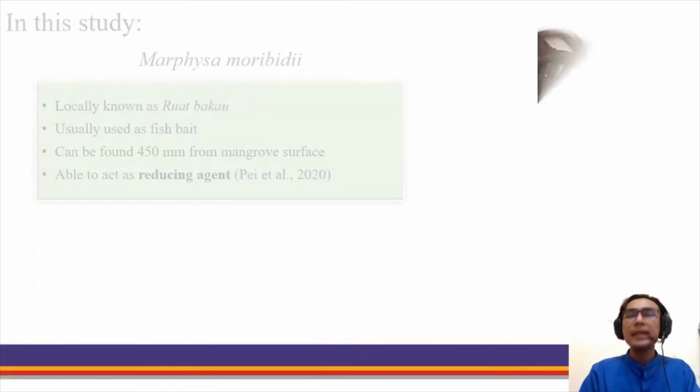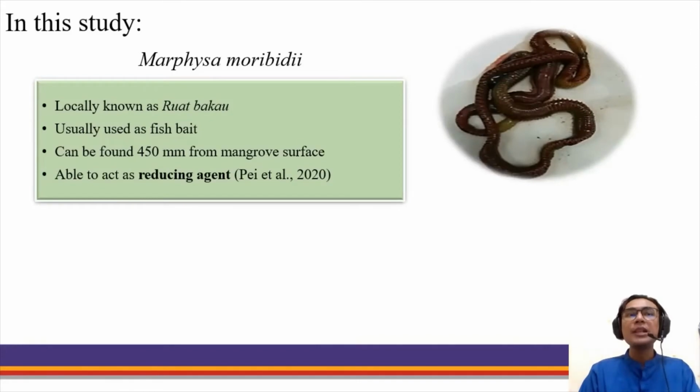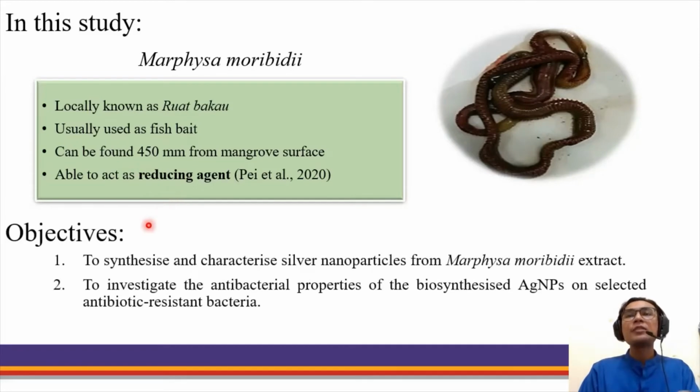So in this study, we use Marphysa moribidi, our own local marine polychaete, locally known as red bakau, which is usually used as fish bait, can be found around 45 cm in the mangrove surface, and is able to act as a reducing agent. So the objective of this study is to synthesize and characterize nanoparticles from Marphysa moribidi extract and to investigate the antibacterial properties of the biosynthesized silver nanoparticles on selected antibiotic-resistant bacteria.